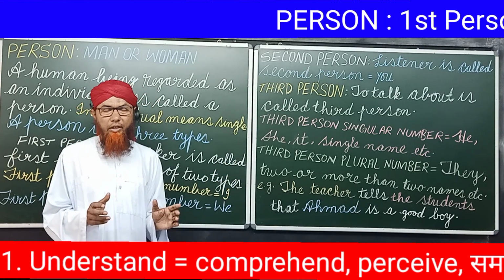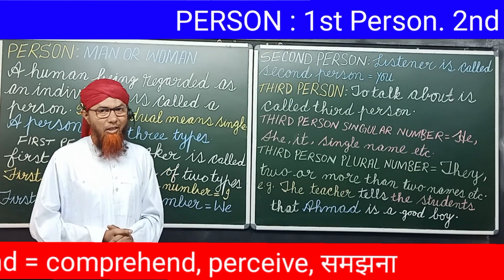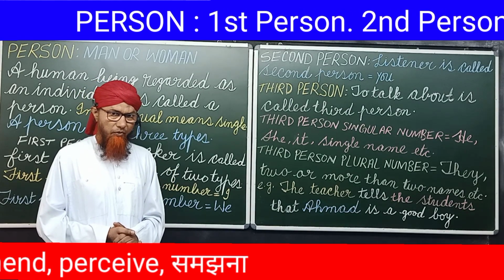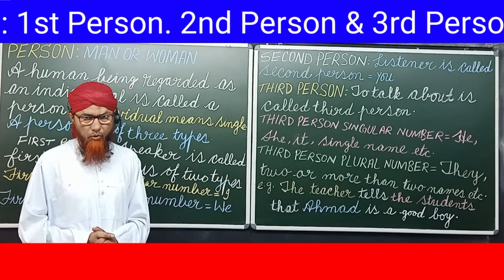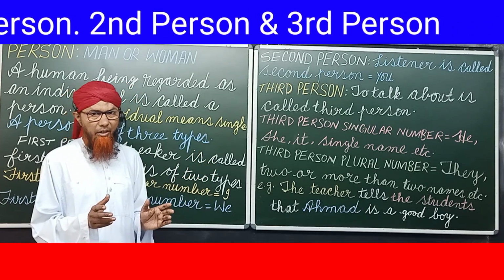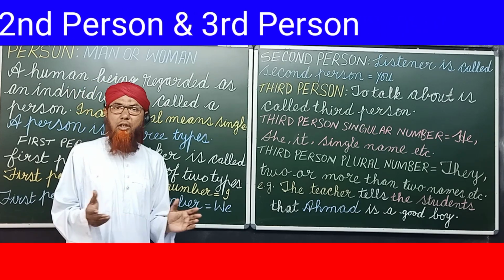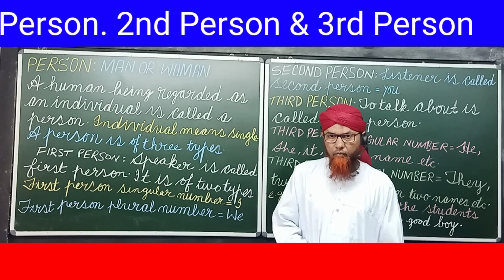Except I, we and you, all others come in third person. First person I and we. Second person you. Except I, we and you, all others come in third person.